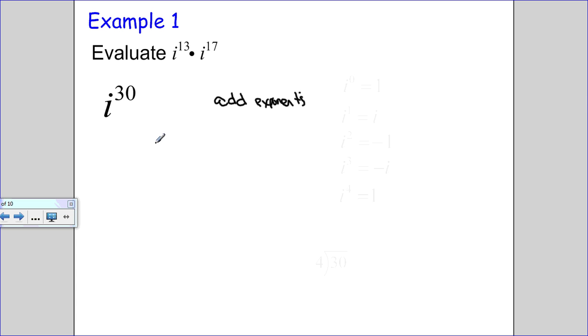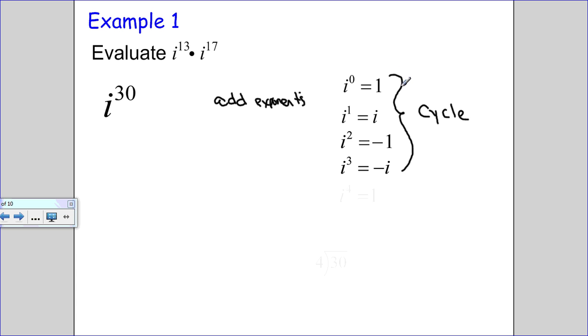All right, now what's i to the 30th? Well, we spoke about this. There's a cycle. i to the 0 is 1. i to the 1 is i. i to the second is negative 1. i to the third is negative i. And then that cycle is going to keep repeating. So what do you do? Well, since it repeats every 4 integers of the exponent, let's take 30.